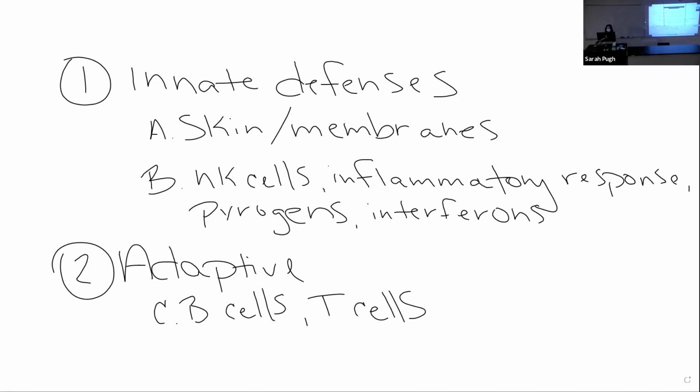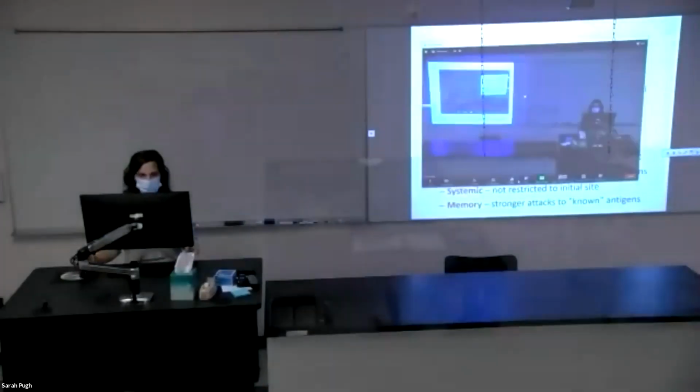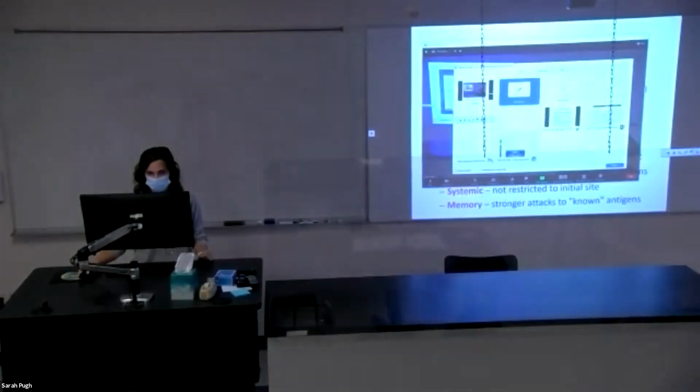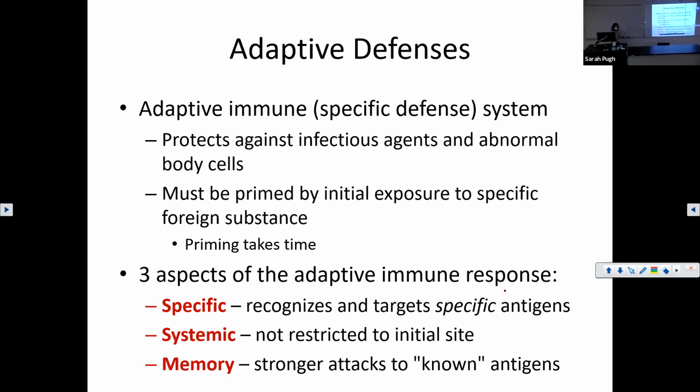All right, so that was just a quick recap. This is where we left off in the lecture. So again, we're kind of moving down into that third line of defense, our adaptive defenses. And again, what makes our adaptive defenses so unique is that they are specific. They are targeting very particular foreign antigens or even abnormal body cells.